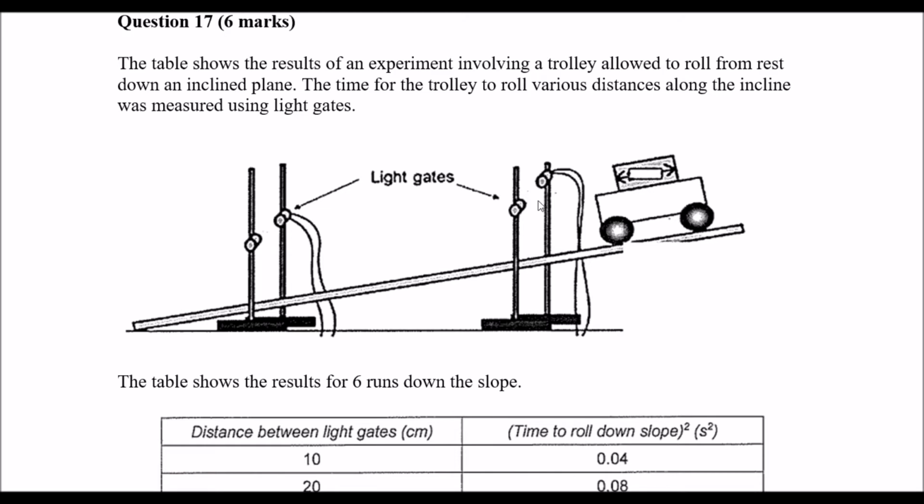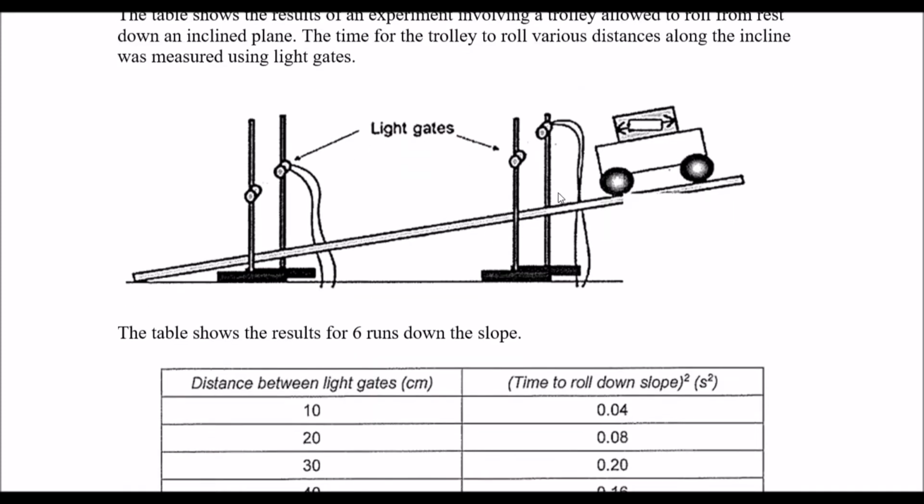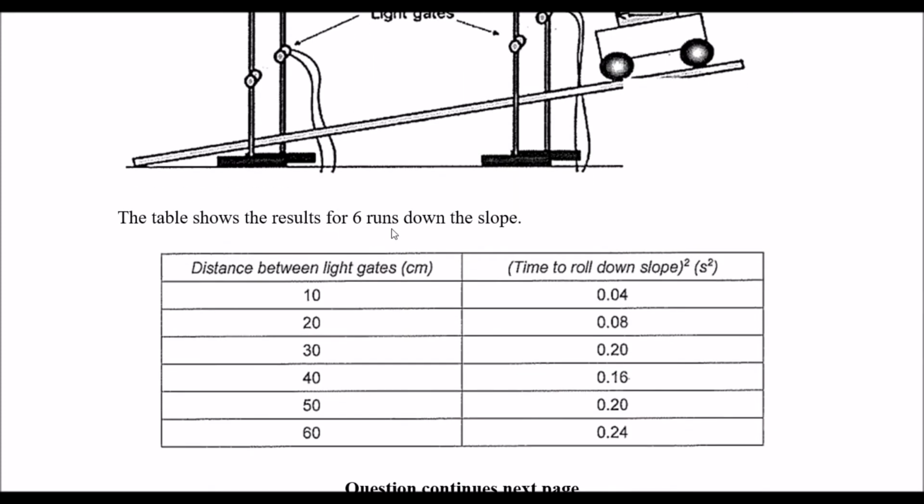The time for the trolley to roll various distances was measured using a light gate. A light gate is what we can call a motion sensor. It detects the speeds and times as an object passes it. So we went through 6 rundowns. These are the results that we have here. And let's have a look at what we need to do with these results.